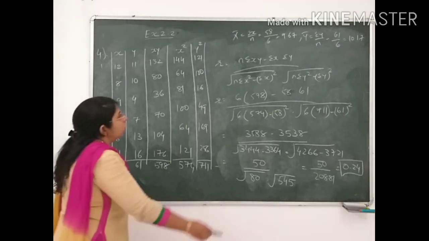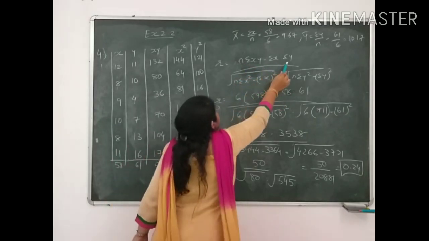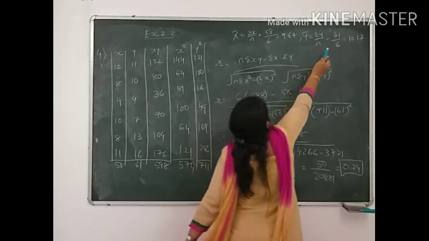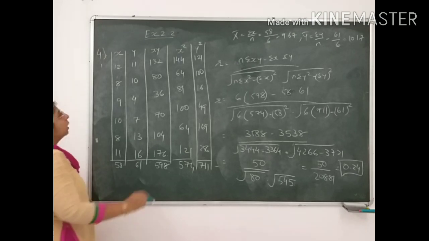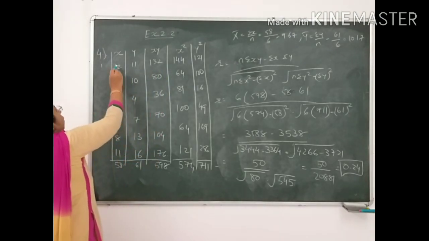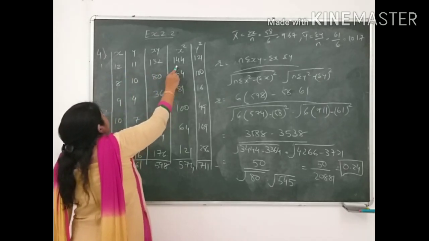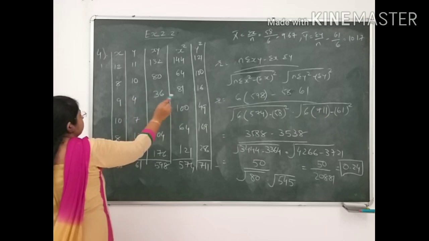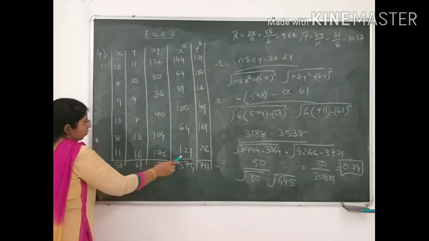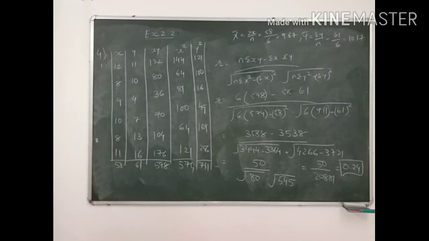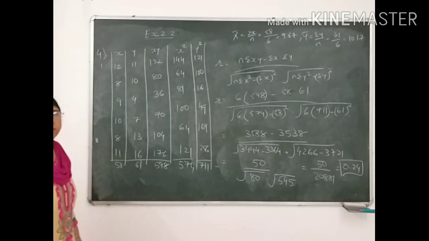The other values that we require are sigma x square and sigma y square. Value of sigma x and sigma y we have already found out, that is 58 and 61. So for now we have to find out sigma x square. To find out x square we have to do the square of the value of x. So first value of x is 12. 12 square means 144. 8 square is 64. 9 square is 81. 10 square is 100. 8 square is 64. 11 square will come to 121. Now the total of sigma x square will come to 574.